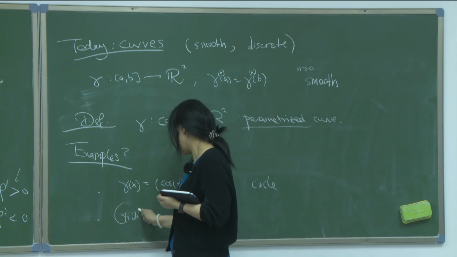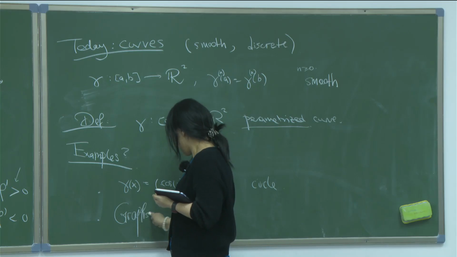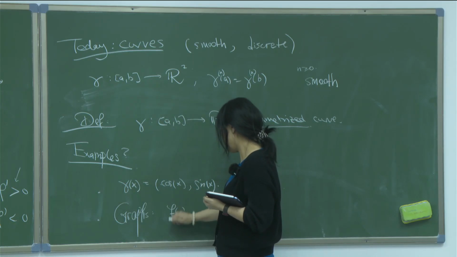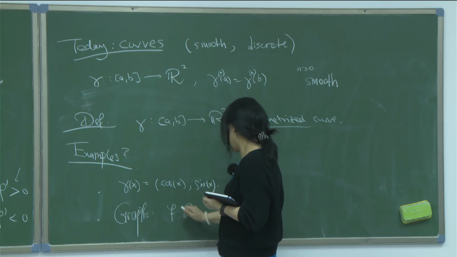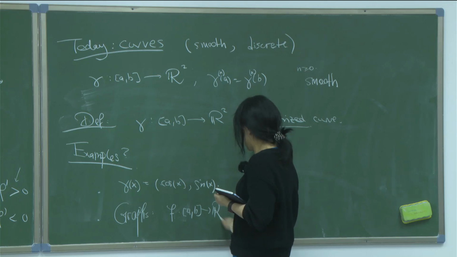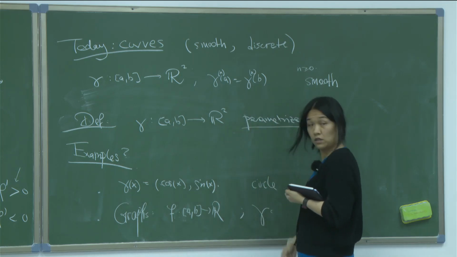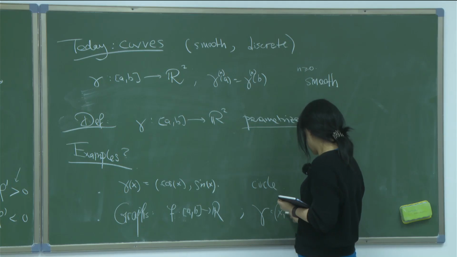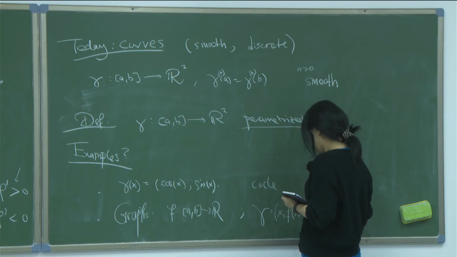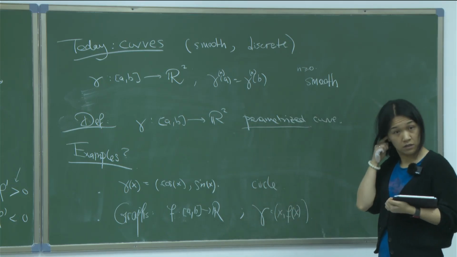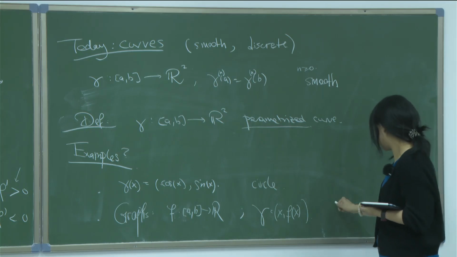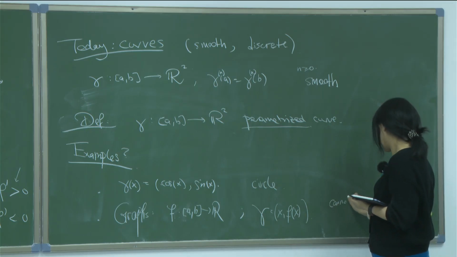Okay, so most of the time you would take graphs. What are these? You just take f of x, some function from AB to R, and then you take gamma to be the graph of f, x and f of x. This is obviously not a closed curve. It cannot be a closed curve, yes. But this is a parametrized curve, that's no problem.